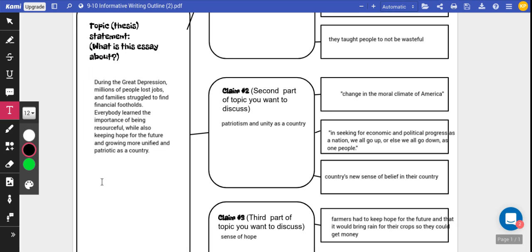So I included kind of two parts here. One, during the Great Depression, millions of people lost their jobs. I'm defining what happened during the Great Depression. And then I'm also kind of answering the prompt more specifically. What effects did it have? Well, everybody learned the importance of being resourceful, keeping hope, being more unified and patriotic. Okay? So that's really what I'm focusing my essay on, and that's what I'm going to include in my introduction to make it really clear about what I'm writing.